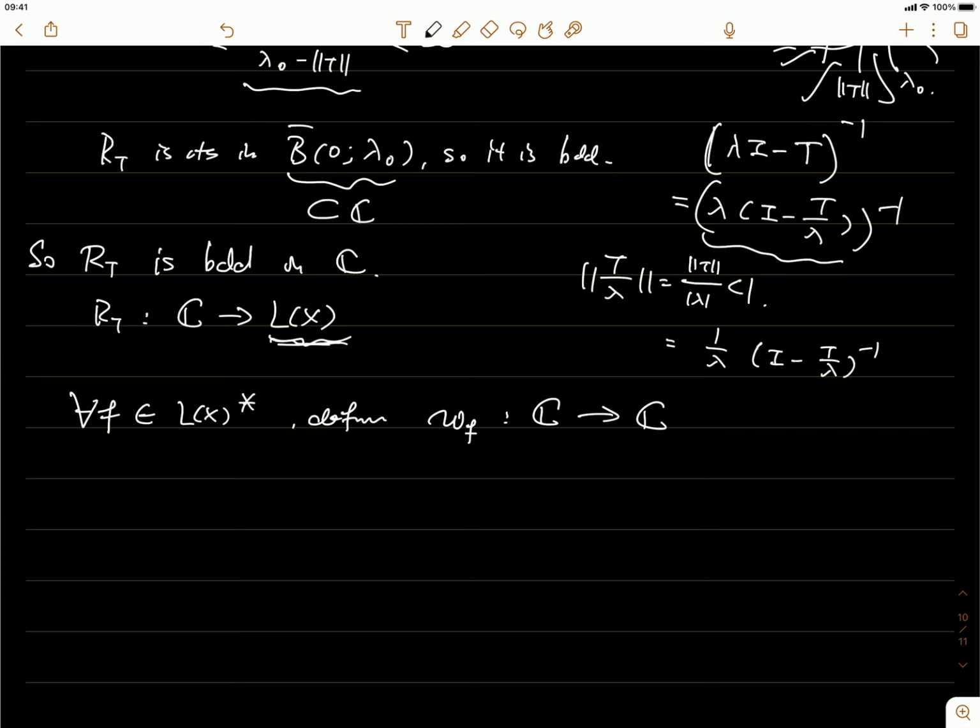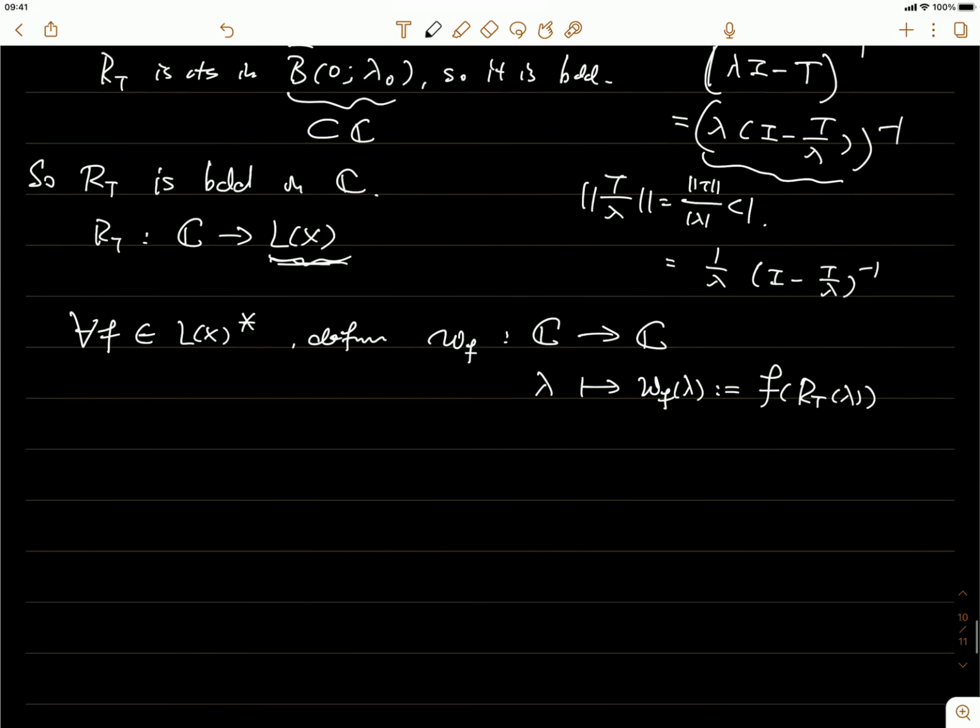What it does is it maps any lambda to Wf of lambda, and it is defined as the value of f of the resolvent at lambda. Because the inside here is in Lx, and f is in the dual space, we get a scalar out of it, and that scalar is a complex number in general.